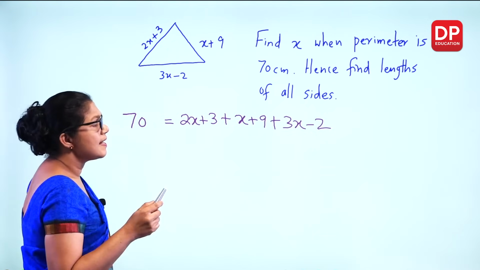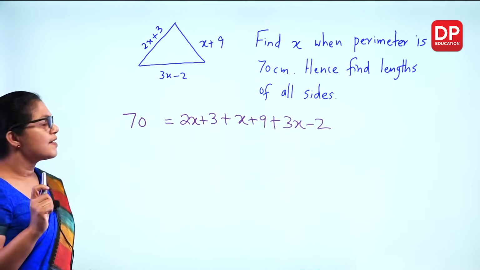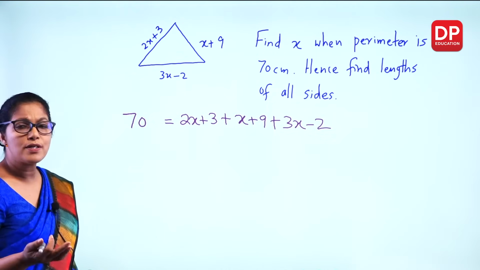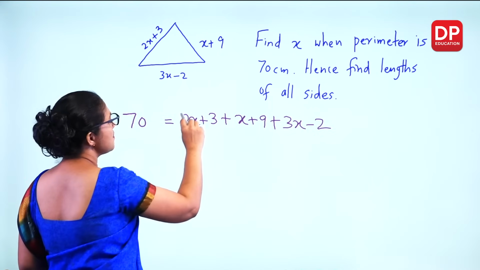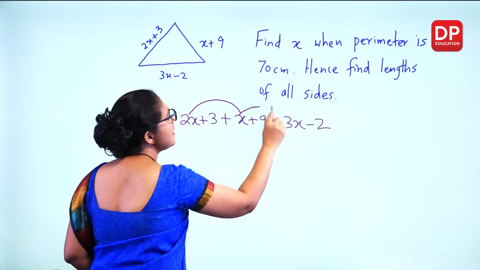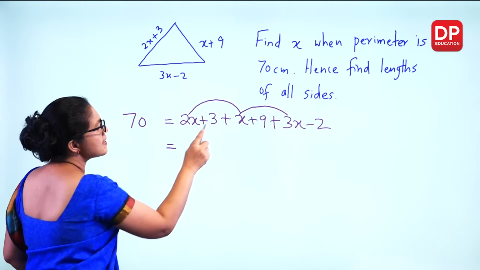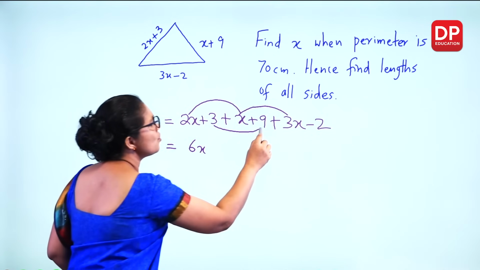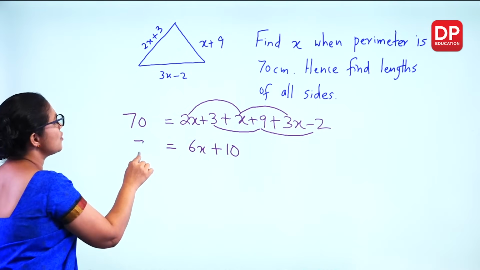Now, this is an algebraic equation. So how can we solve? We need to first add like terms and take all x terms to one side and all the numbers to the other side and find x. So we'll try to add like terms. 2x, x, you get 3x. 3x and 3x, you get 6x. What about the numbers? 3 plus 9, you get 12. 12 minus 2, you get 10. So 6x plus 10 is equal to 70.